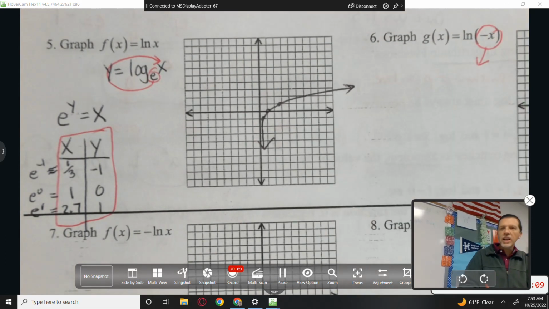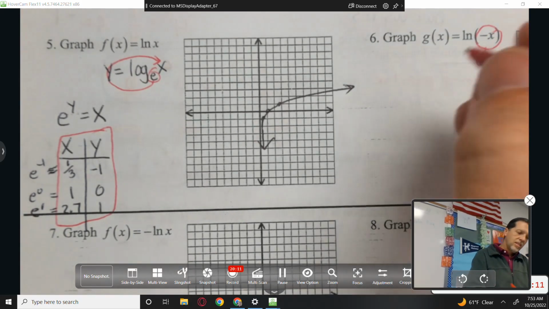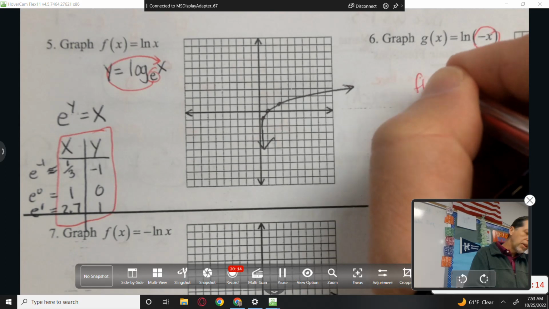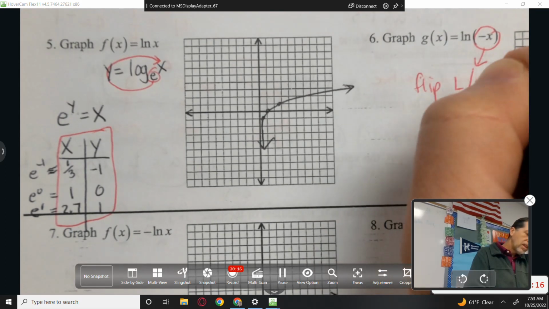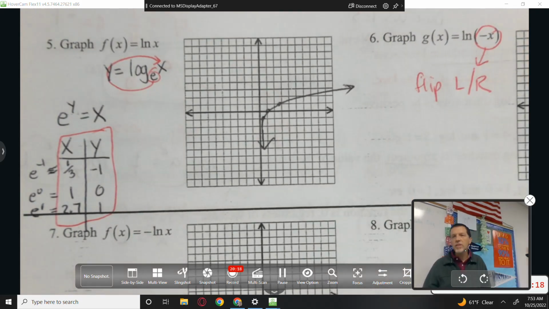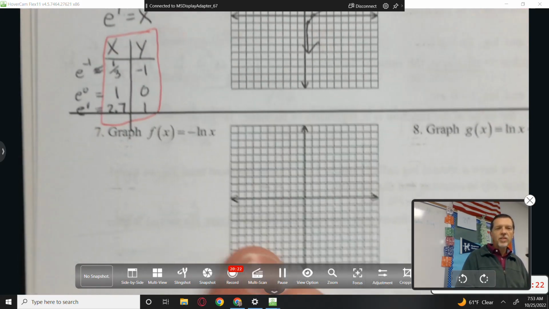Tell me what the negative inside does. Which way does it flip it? A left and right flip. So we would change our x values. We already did one like that. So let's jump ahead to number 7.